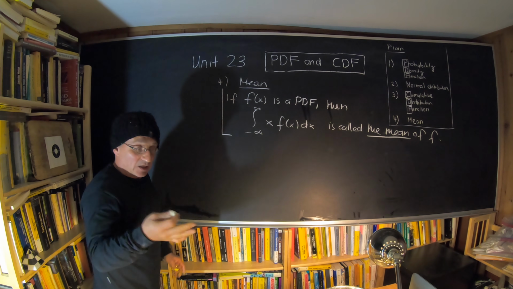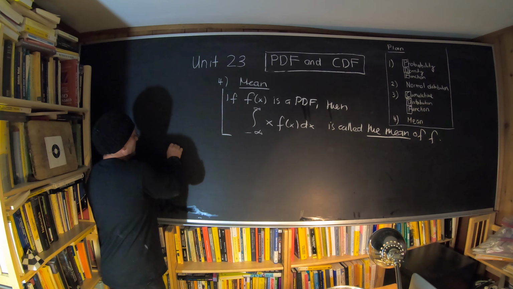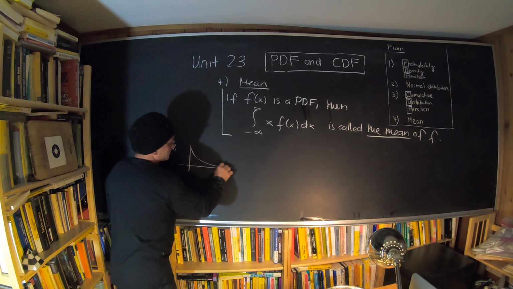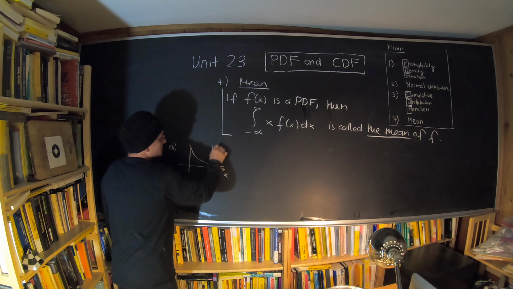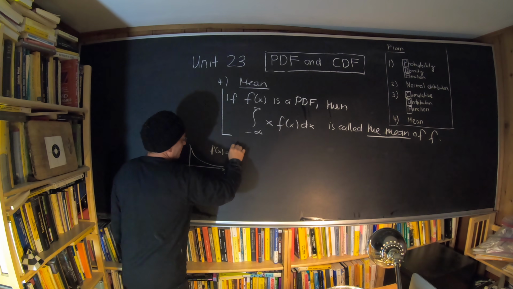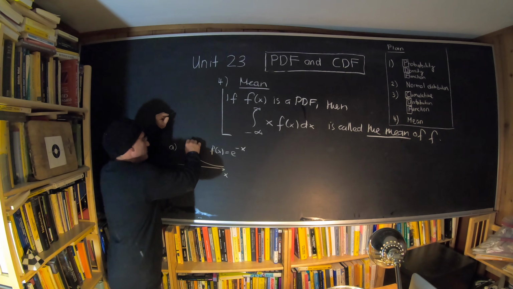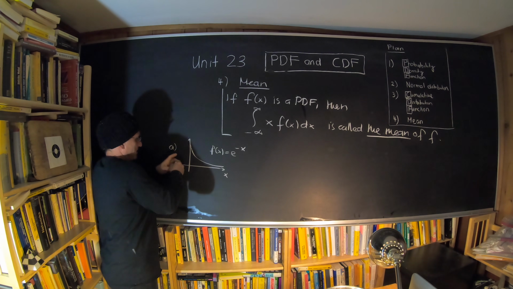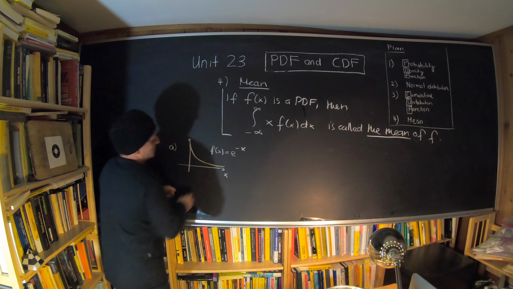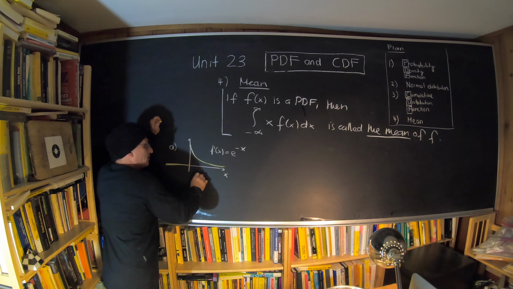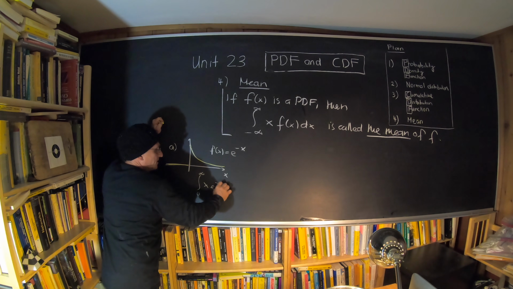Let me just give a few examples. You will do a lot more examples in the homework, but let's just take the example when we have the exponential distribution, so this is e to the minus x. That was the distribution here. In this case we have to integrate from minus infinity to 0, which is 0, so we only have from 0 to infinity x times e to the minus x dx.